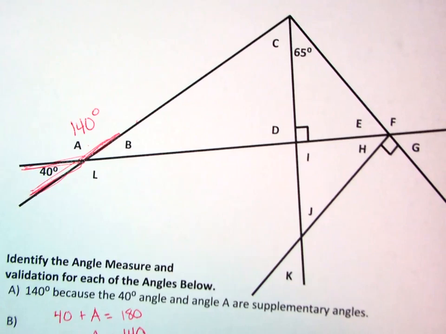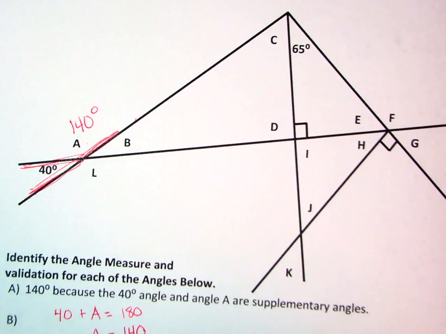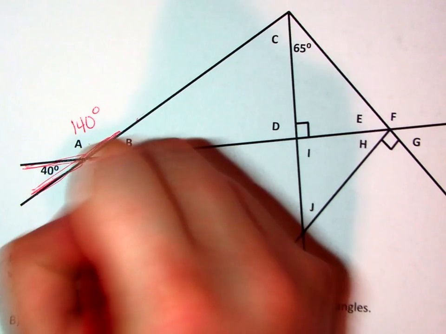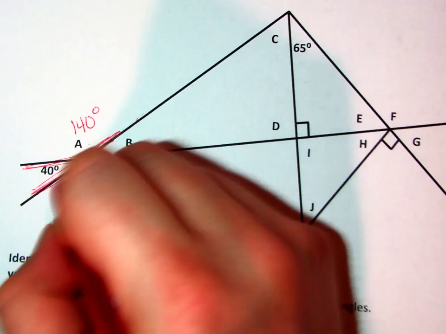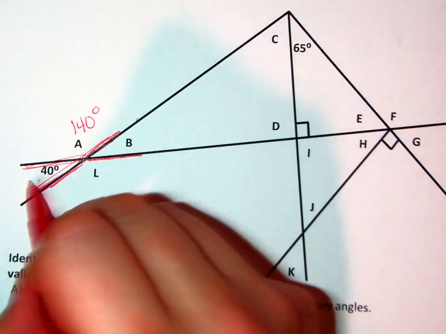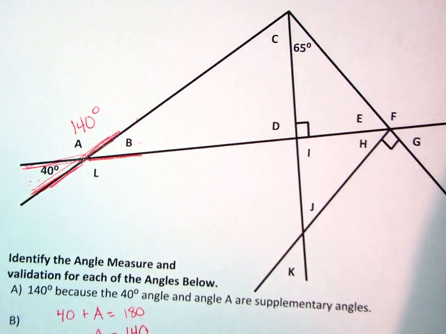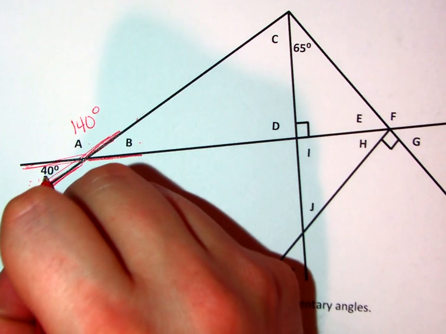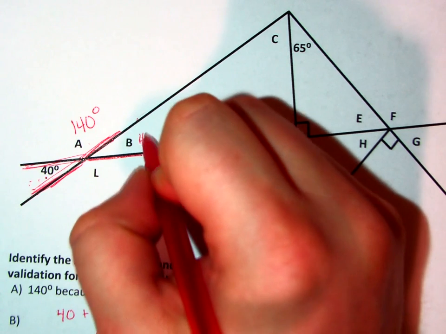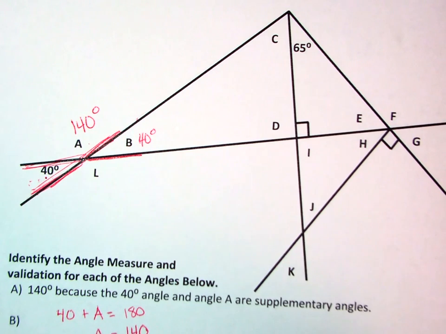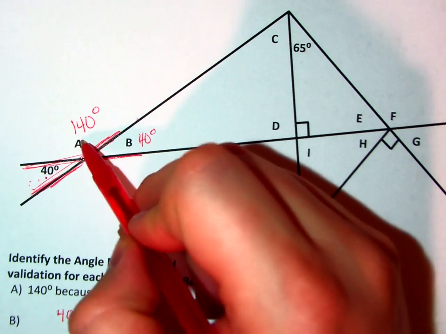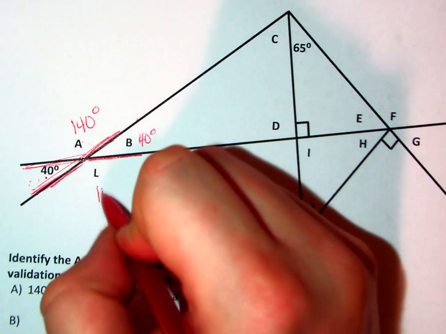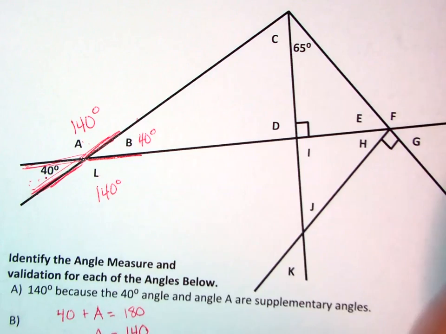Now remember also that one of our definitions is vertical angles. Anywhere that two intersecting lines form V's, opposites are considered vertical angles, and vertical angles are always congruent. So if I have a 40-degree angle here, its opposite vertical angle would be 40 degrees. Well, the same is going to be true for A and L. So this one down here would be 140 degrees.